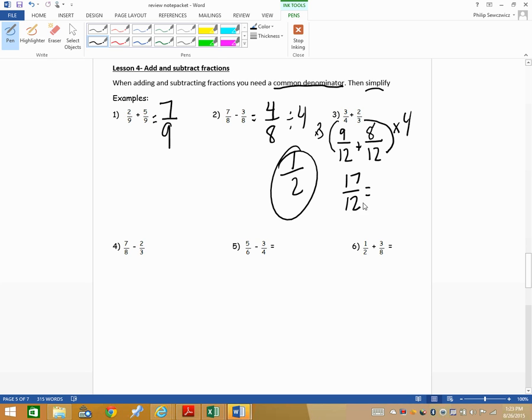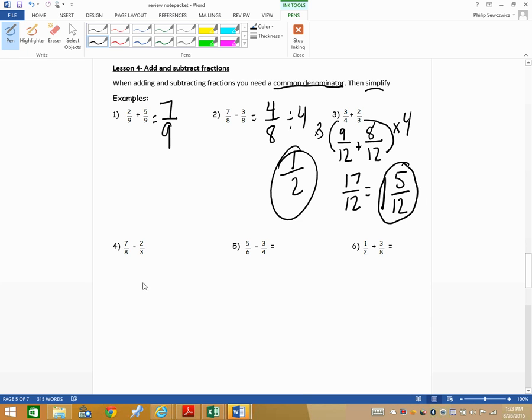I know, simplifying. All right. So how many groups of 12 can I take out of 17? I can take 1 out. I'm going to have 5 pieces that are left over. And I was trying to put them in groups of 12. So 1 and 5/12. So there's your official answer.